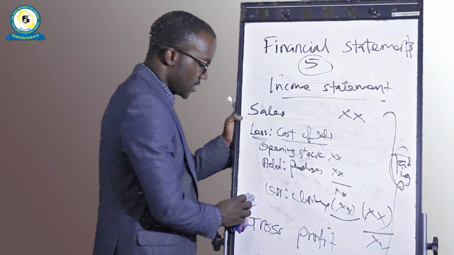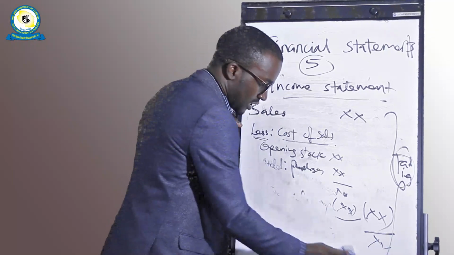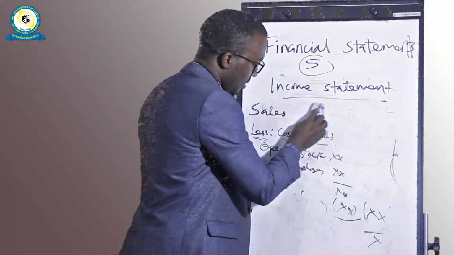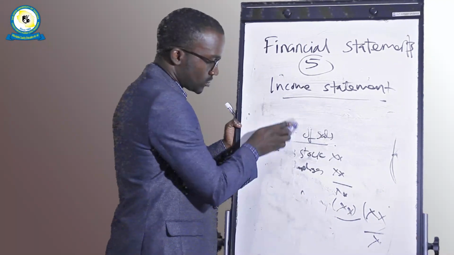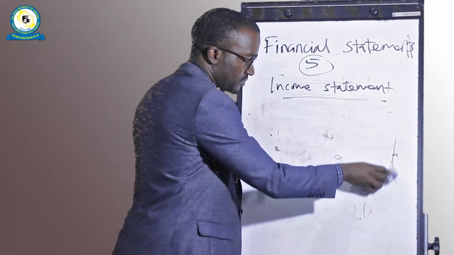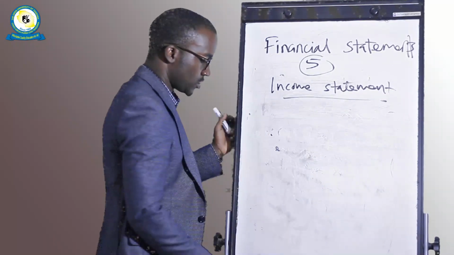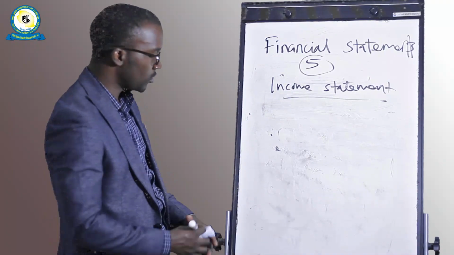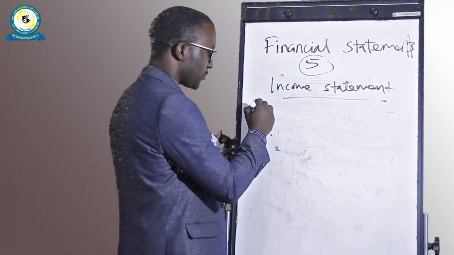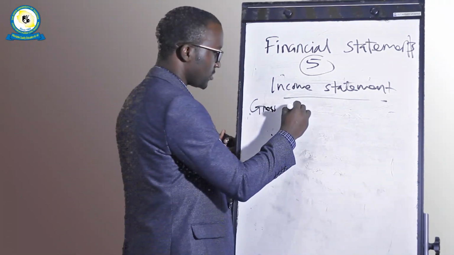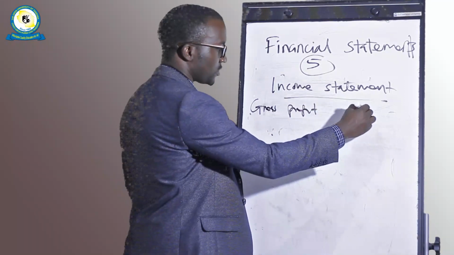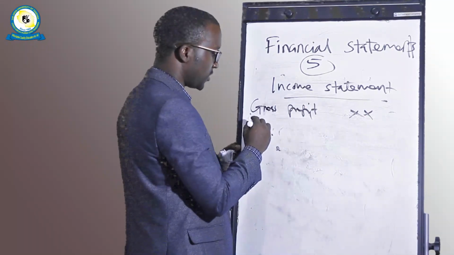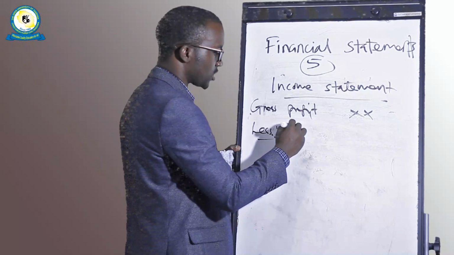Okay, but that's not the end of the income statement, because my blackboard is not that long. So you are supposed to go down here from the gross profit. Now I've shown you how you make a gross profit. Now you have a gross profit figure. You are going to write operational expenses.